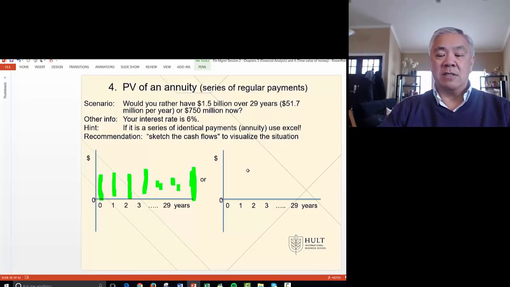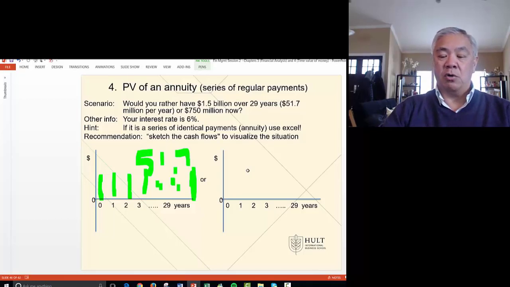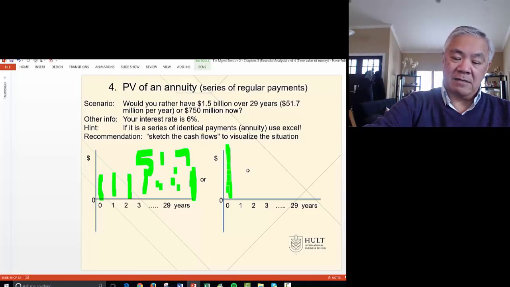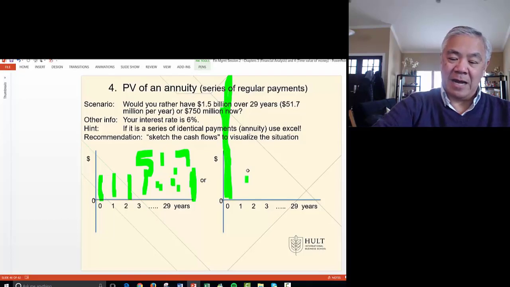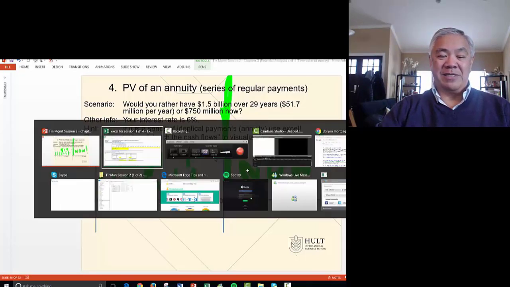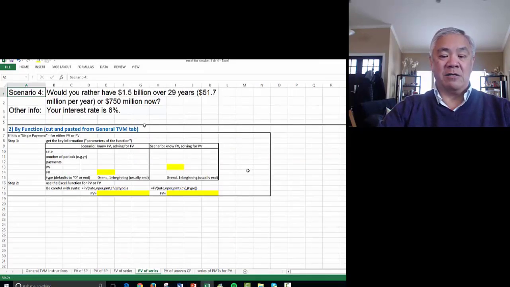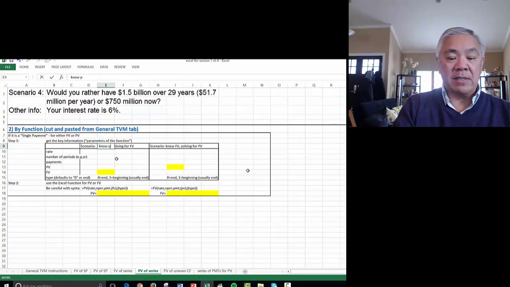So we get 29 years of 51.7 million per year. Or would you rather have a massively large lump sum here now? Okay, so that's the choice. All right, so that's pretty ugly, I must say. So when we move to the tabs, we're going to use, again, since it's so many years, I'm not going to bother with laying out 29 years of columns. So I'm going to go right to the case of a PV. So here, I'll just write here, we know the payments, and we want the PV.